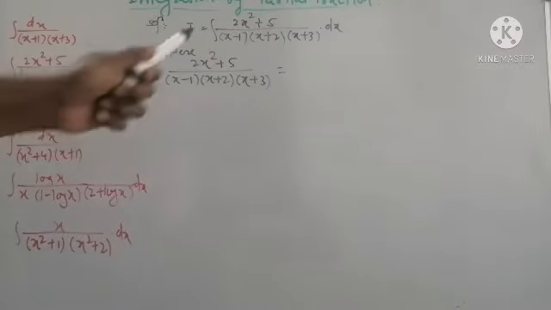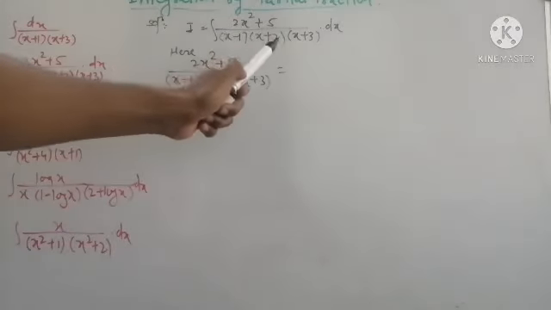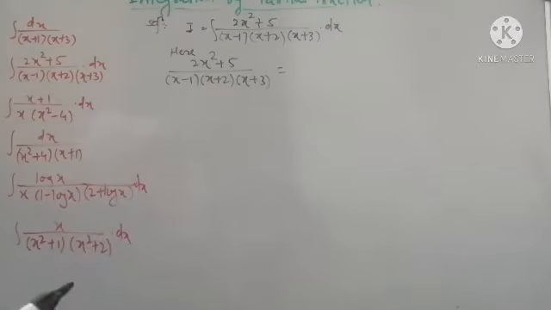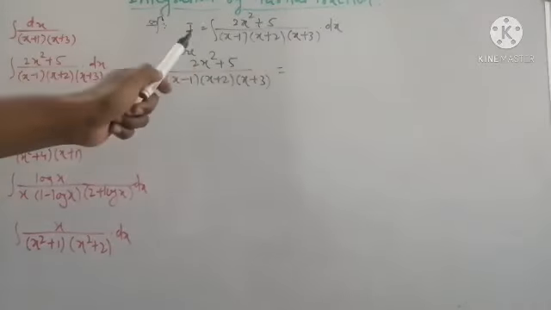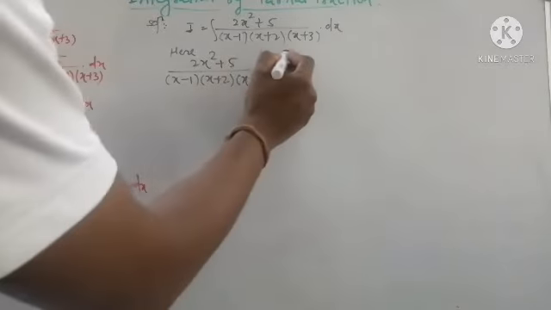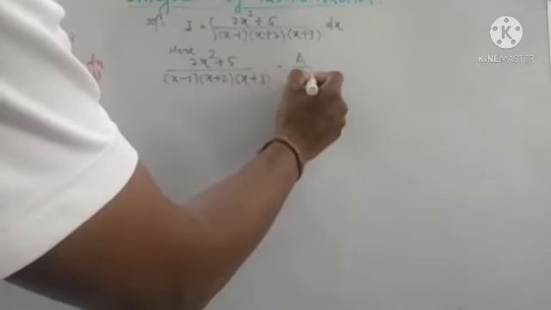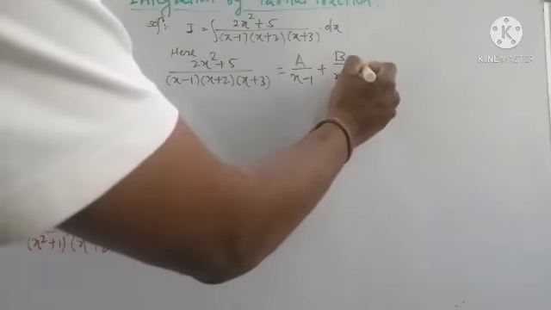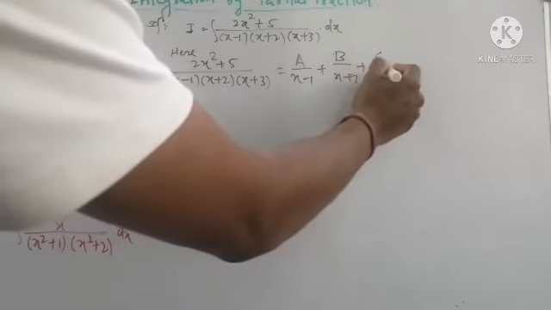I is equal to the integration of 2x square plus 5 divided by x minus 1, x plus 2, x plus 3 dx. Now the denominator contains factors, and the number of factors is 3, so we take this fraction out of the integration to take its partial fractions. As there are 3 linear factors, we get 3 partials with 3 unknown constants a, b, c. The first partial will be a divided by the first linear factor x minus 1, plus the second partial b divided by x plus 2, and plus the third will be c divided by x plus 3.